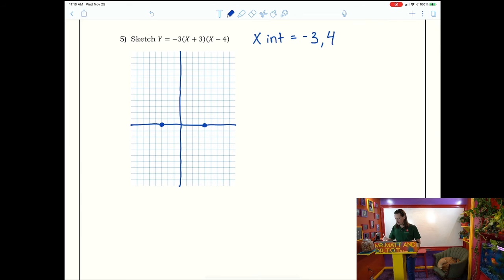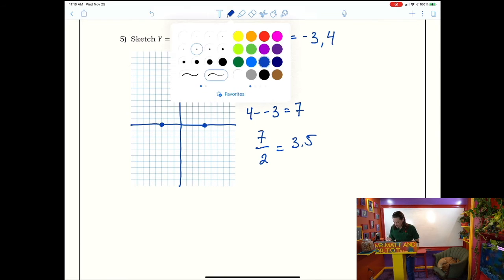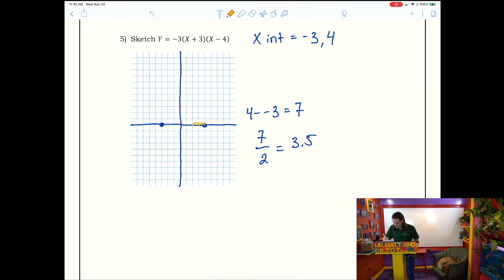If I take 4 minus negative 3, doing final minus initial, I'm going to get 7. So again, I have 7 divided by 2. That's an average of 3.5. So the vertex, or the axis of symmetry, occurs 3.5 units away from either intercept. That's where the middle line is going to be. So if we go 1, 2, 3.5, x is equal to 1/2 is the axis of symmetry here. So I'm definitely going to investigate what the output is at 1/2 or 0.5.